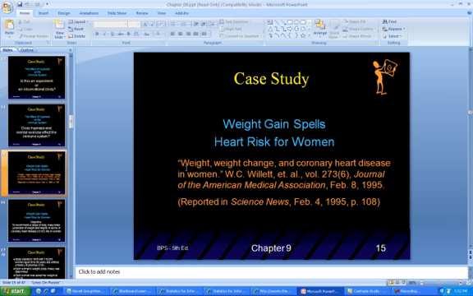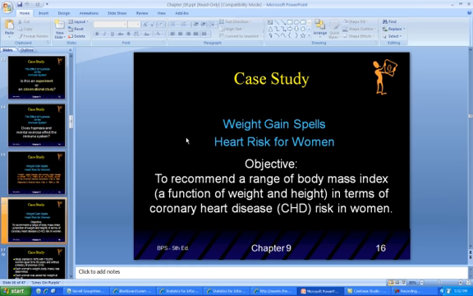And so we go on to other types of things. Weight gain spells heart risk for women. You've probably read a lot about this, especially yo-yo dieting, that can cause heart risk for women. The fen-phen pills, about 10, 15 years ago, were a cause for heart risk as well. So they took that off the market.